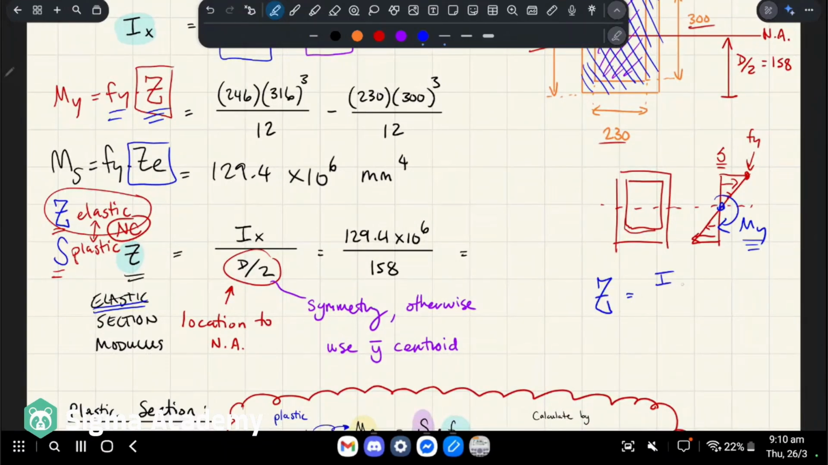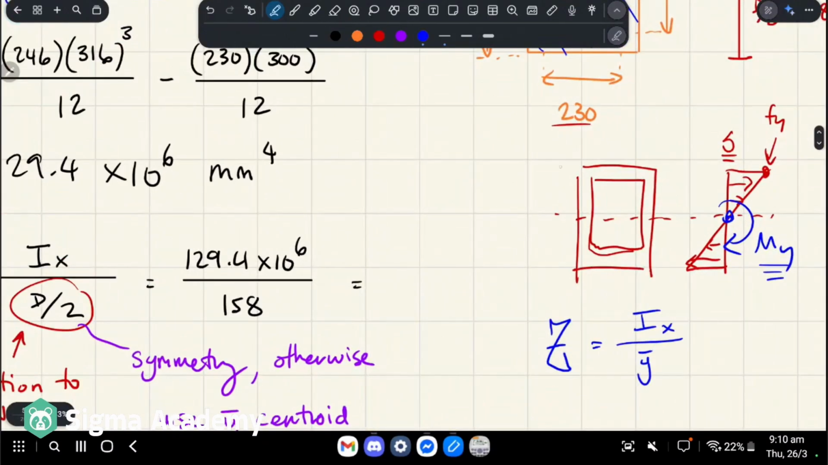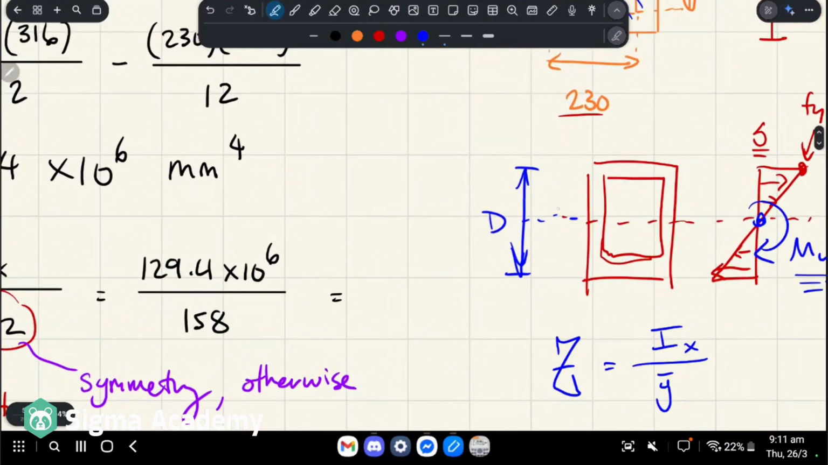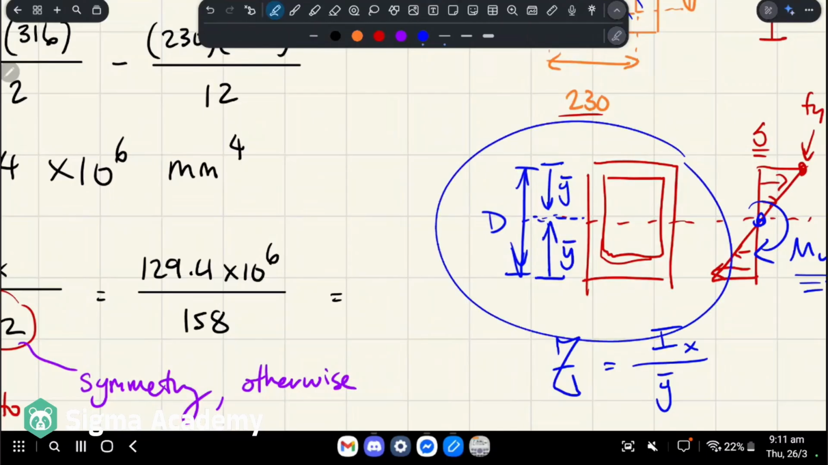Z is equal to the moment of inertia over your y hat. Okay, and so what's y hat? So this is depth, right? Depth is the overall depth of the section. Y hat is the distance from the outer edge to your neutral axis, okay? And regardless of which side we take, y hat is going to be the same because we have a doubly symmetrical section, right?